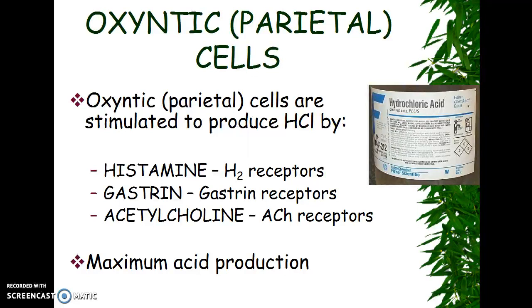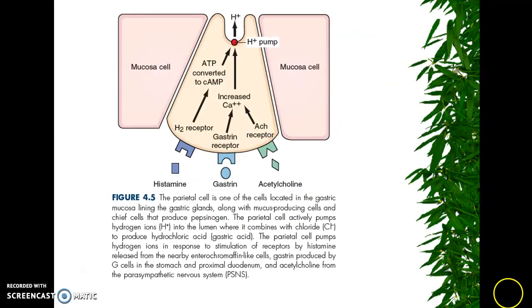So do you remember which autonomic nervous system acetylcholine is a neurotransmitter for? If you remembered the parasympathetic nervous system, then you're on track here. That's the logical one, right? When we're talking about digestion of food. So there are acetylcholine receptors on these cells as well. So this is what the cell looks like. It has these 3 different types of receptors on it.